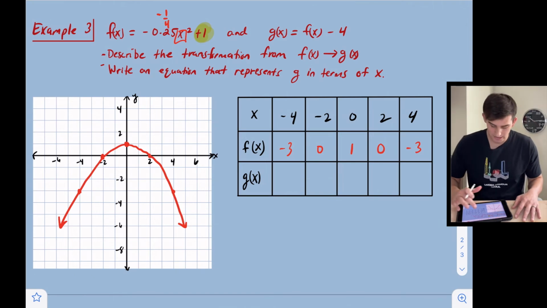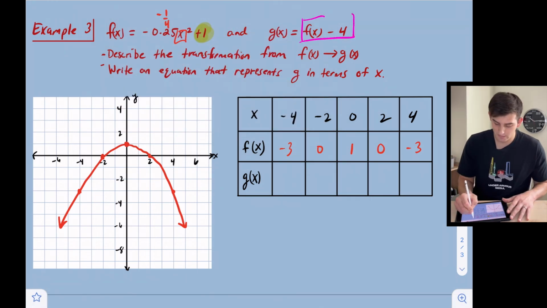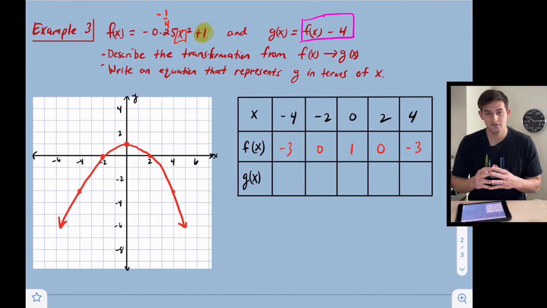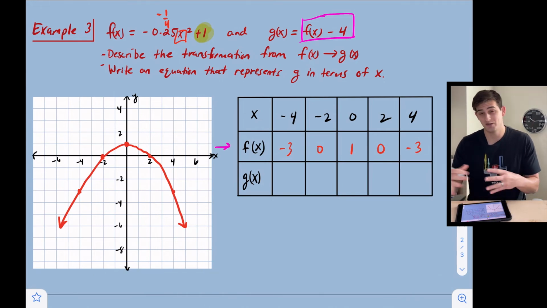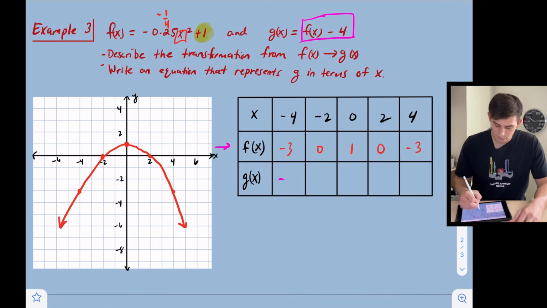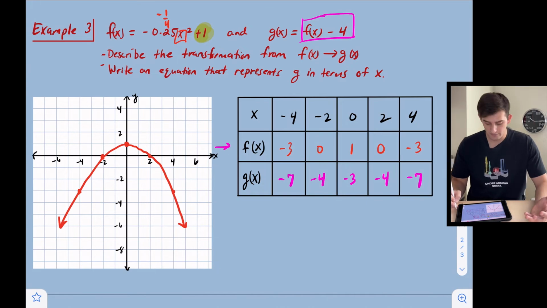Okay, so now let's look at the g of x function. Now g of x just says, hey, take your f of x function and subtract 4. So we're going to look at the f of x row, and all of those values, negative 3, 0, 1, 0, negative 3, we're just going to subtract 4. So we get negative 3 minus 4, negative 7, 0 minus 4, negative 4, 1 minus 4, negative 3, and then 0 minus 4, negative 4, and negative 3 minus 4, negative 7. So now we can graph that one.